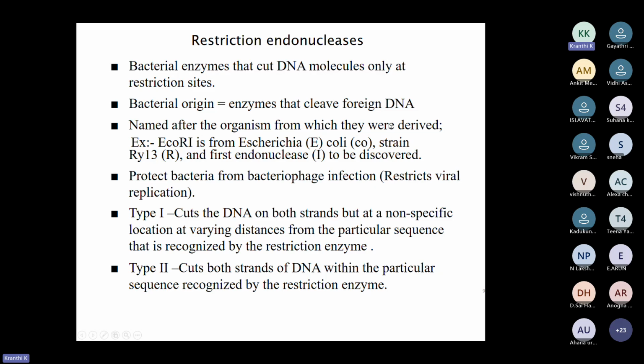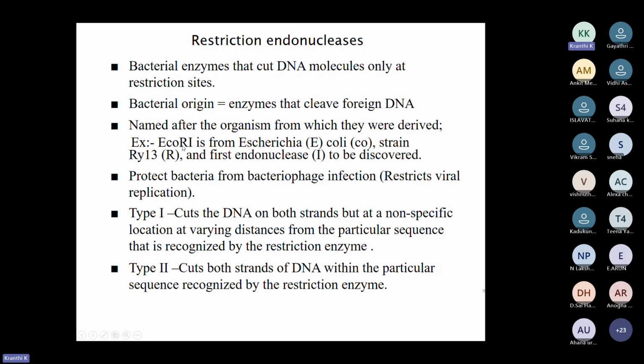Of the desired part. These are named after the organism. For example, a restriction endonuclease EcoRI is available in the market. So this is the nomenclature. Why do we call it EcoRI? Eco means Escherichia coli. E is Escherichia, co is coli. Then R, it is a strain.